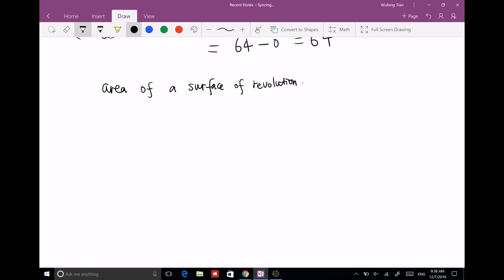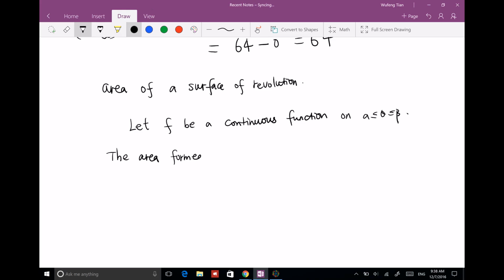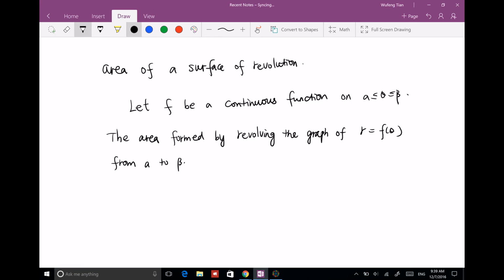Okay. So theorem: if f is a function whose derivative is continuous, let f be a continuous function. Because we're going to take the derivative and antiderivative, we must have f be continuous. Theta, alpha less than theta less than beta. F is continuous. The area formed by revolving the graph of r equals f of theta, where r is a function of theta, from alpha to beta. From these two angles, we revolve it about the indicated line.